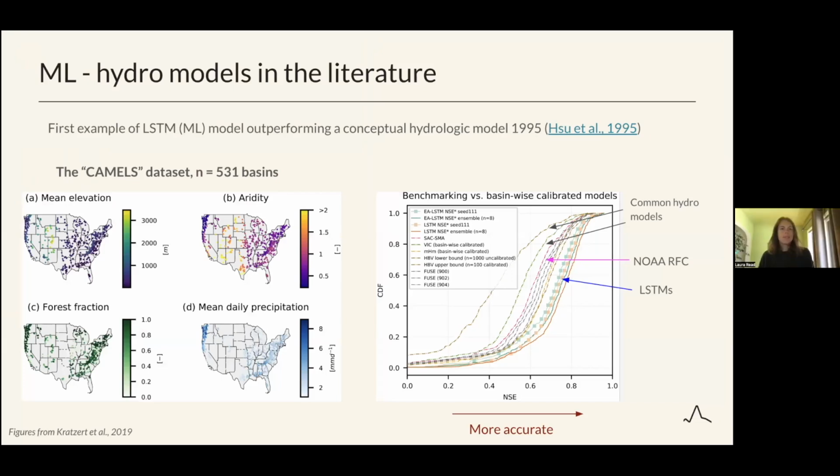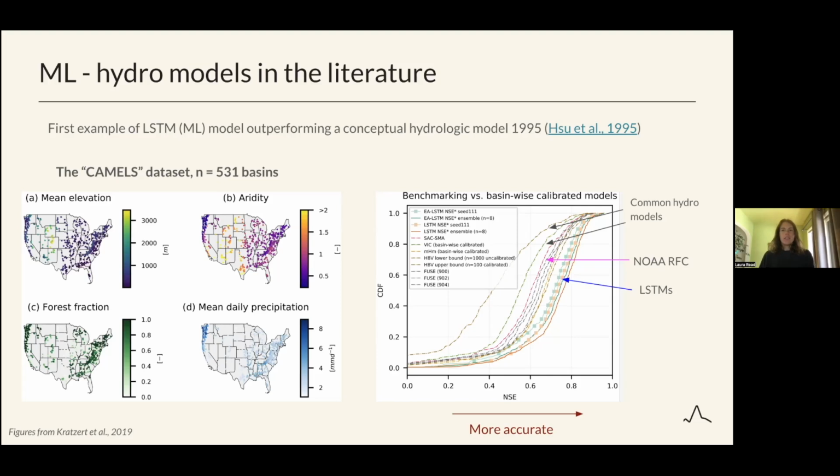Great, thanks, Eliza. All right, so we've reviewed neural networks and LSTMs as a particular branch of machine learning models. And if we trace back the first application of machine learning models for hydrology, we can go to 1995, where there's a paper, which we can link in the comments of this episode.